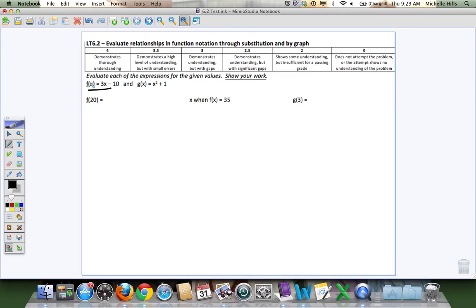Notice that x is replaced with a 20. So really what it wants me to do is to say what happens when I substitute 20 for x into this function. What do I get? You were required to show the substitution step and on your answer to give the appropriate notation. So f of 20 equals 3 times 20 is 60, minus 10 is 50.